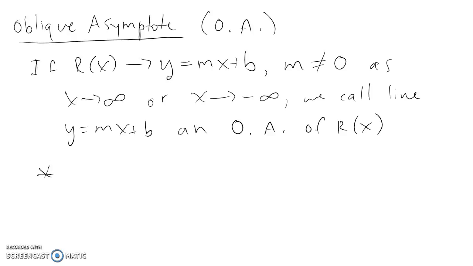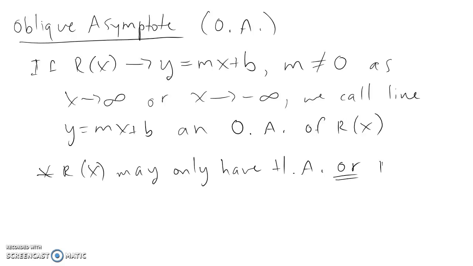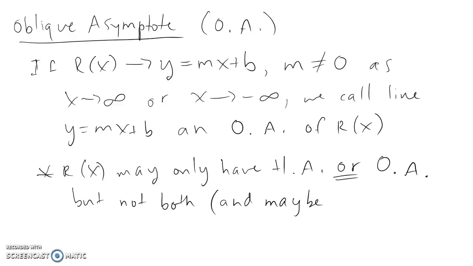Now, something else important to note. A rational function may only have a horizontal asymptote or an oblique asymptote, but not both. And maybe it will have neither. But if it has one, it will not have the other. Why, if it has a horizontal asymptote, can it not have an oblique asymptote and vice versa? Well, remember what we're doing. We're looking at what's happening as x approaches infinity. It can only be doing one thing. As x gets bigger and bigger, what is the value of the function doing? As x gets smaller and smaller, what is it doing? It can't approach two different values, two different lines.